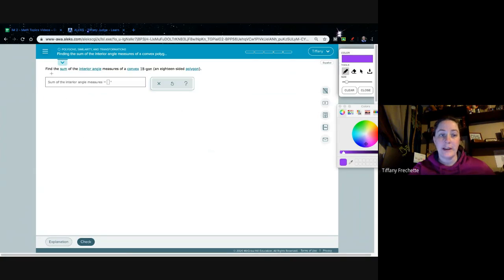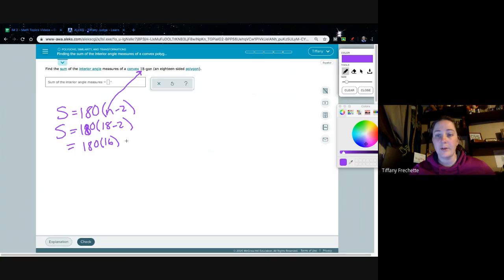All right, so we have find the sum of the interior angle measure of a convex 18-gon, or 18-sided polygon. So I have S equals 180 times n minus 2. N is the number of sides, so that's 18 minus 2. I just do 18 minus 2, and that's 16, and then I want to multiply.